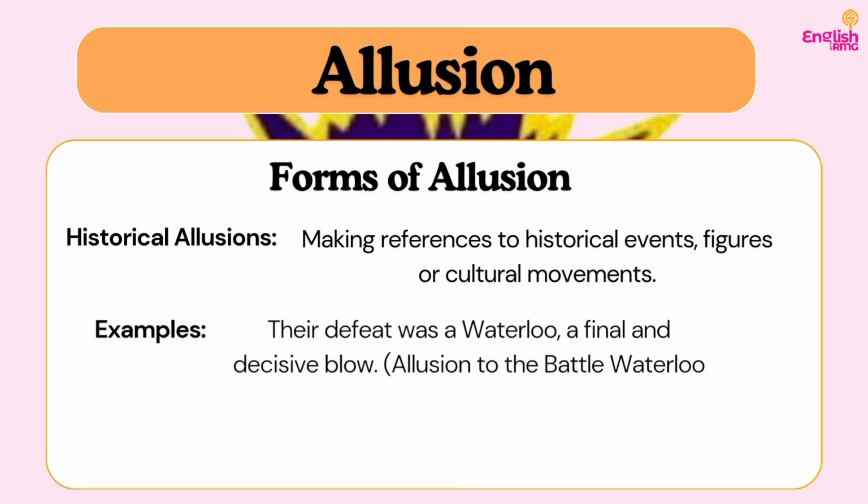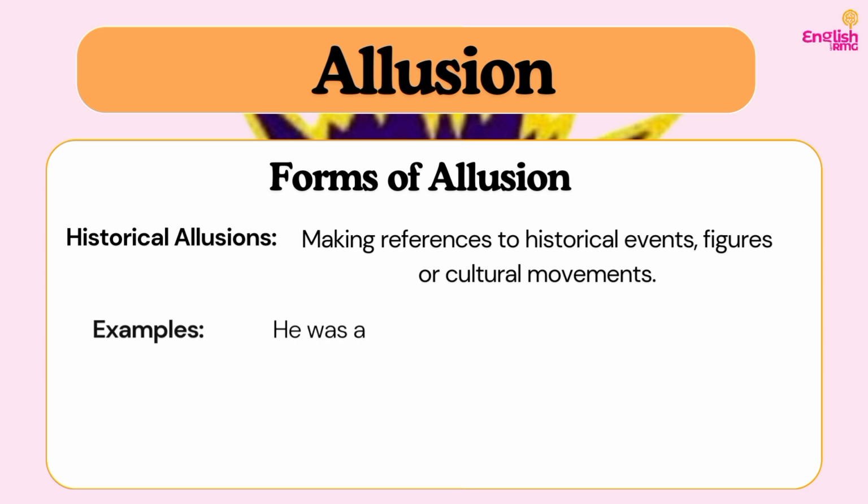So we have: that defeat was a Waterloo, a final and decisive blow. There was this historical battle that happened in 1815. It is named the Battle of Waterloo. Do you understand? So you can also make allusion to this battle, or if you know any other historically significant event, maybe particular to your own background, you can also make allusion to it if you are sure that your listener or your reader in that context can relate to that particular history.